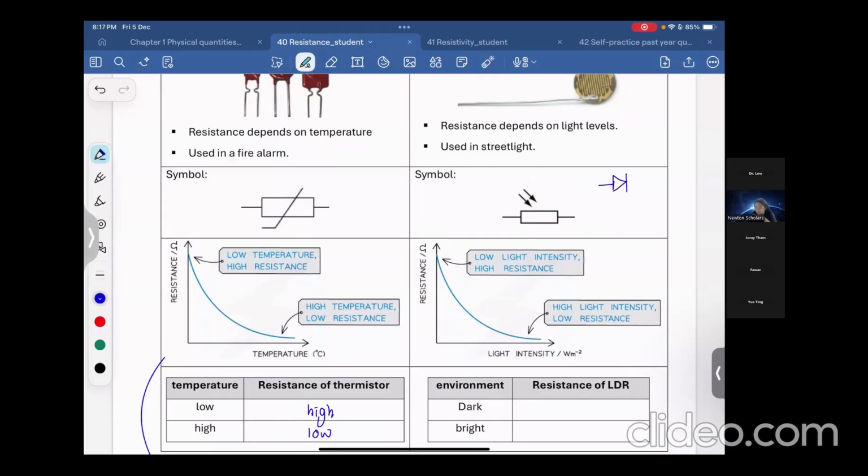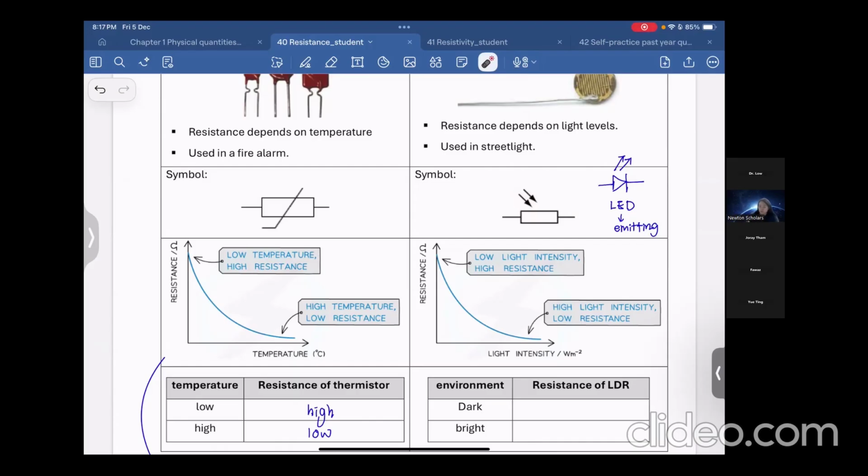LED is something like this. This is a diode, but if I want to make an LED, a light emitting diode, emitting means going out. So here, this one is going out. For LDR, we receive the light intensity, so the arrow is pointing in. LED is pointing out. Okay.